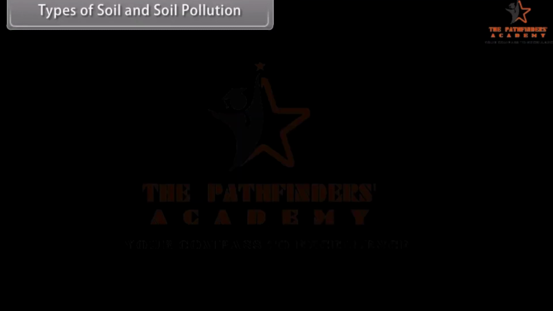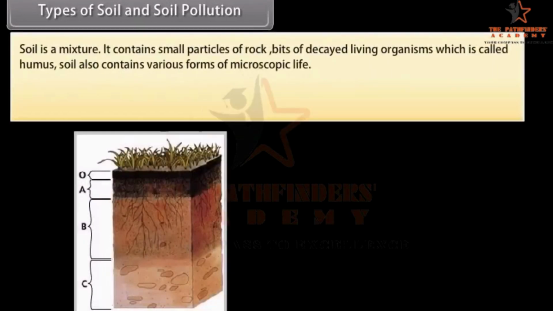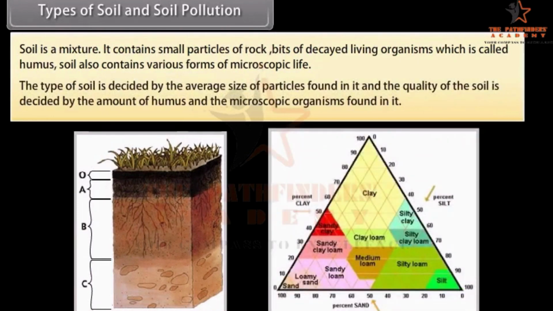Types of soil and soil pollution. Soil is a mixture. It contains small particles of rock, bits of decayed living organisms, which is called humus. Soil also contains various forms of microscopic life. The type of soil is decided by the average size of particles found in it, and the quality of the soil is decided by the amount of humus and the microscopic organisms found in it.